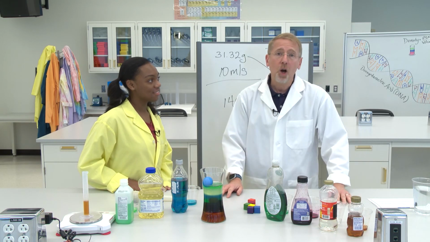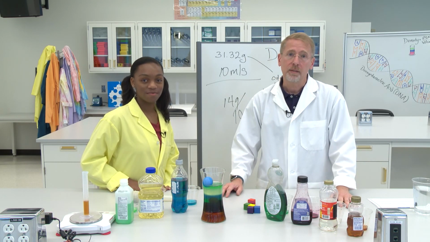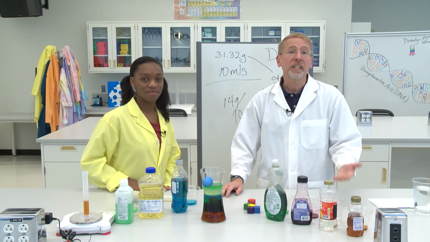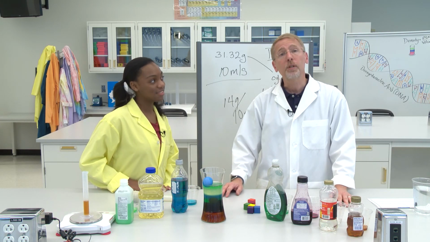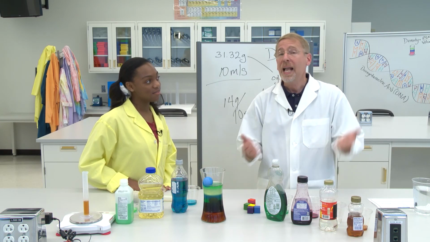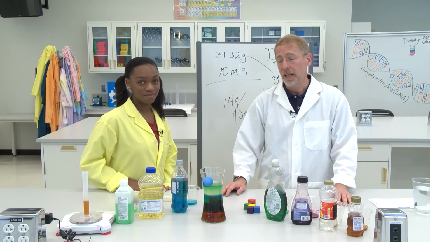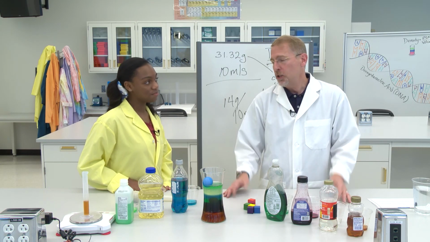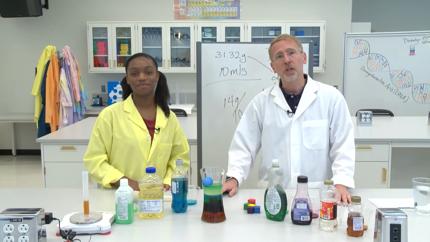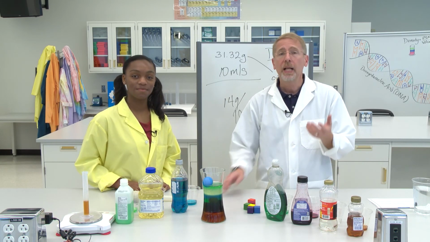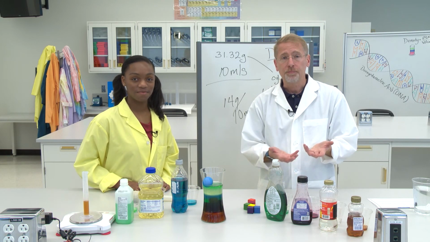You can try this at home with lots of different things. You can try different kinds of cooking oil. You can try different types of syrup from the store and see if they actually all have the same density or not. This is a great activity to just explore the relationship between the mass of something and its volume.